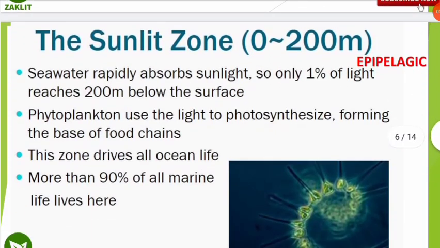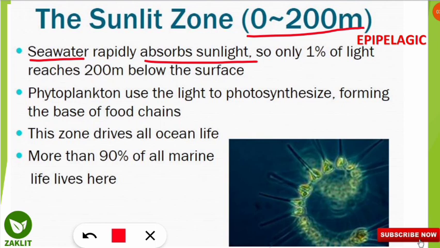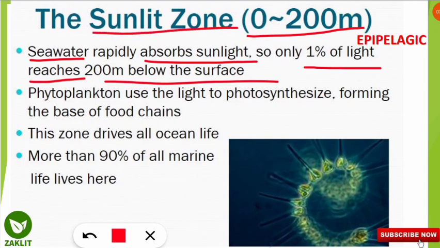And here we will start the sunlit zone, जिसे कि हम epipelagic zone कहते हैं. This sunlit zone actually extends from 0 to 200 meters of the ocean. You should note down all these things. Sea water rapidly absorbs sunlight, so only 1% of the light reaches 200 meters below the surface. So 99% जो light penetrate करता है, वो इसी sunlight zone में concentrate होकर रहता है.